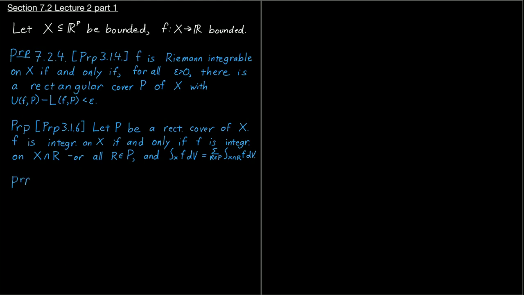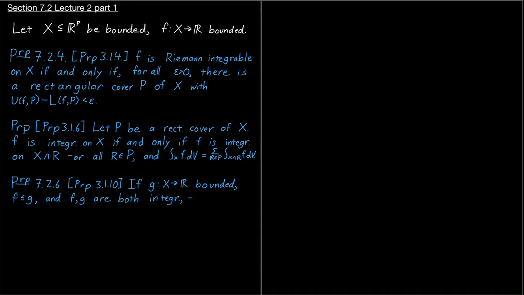Third proposition I'd like to write down is that if G is another bounded function from X to R, and F is less than or equal to G, that is, F of x is less than or equal to G of x for all x in our domain, and F and G are both integrable, then the integral of F is less than or equal to the integral of G.